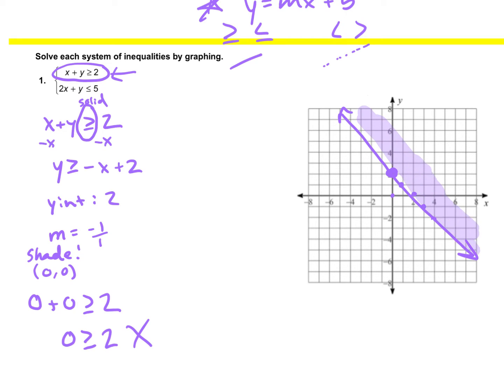Does it matter if you plug it into the original or the... It doesn't matter. I always like to plug it into the original just in case I made a mistake like adding it here. So I would just plug it into the original. So that's just the first graph. Now we're going to do the second one.